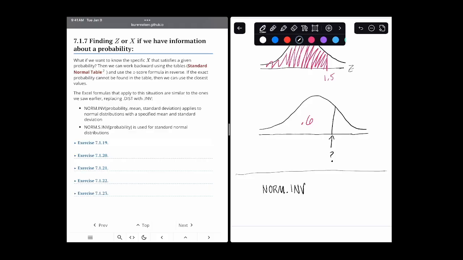And so if I use norm.inv, I'm going to plug in the probability or the area to the left of the thing that I'm looking for. And if I don't put the .s, then I'm going to need to tell Excel the mean and standard deviation for my distribution. And if I do put the .s, that means I'm dealing with a z value, a standard normal, and I don't have to tell Excel the mean and standard deviation.